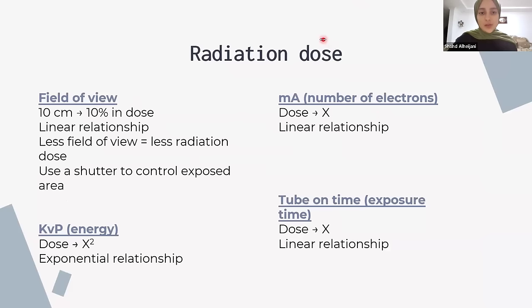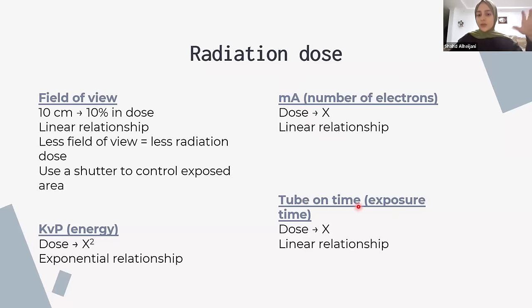Now for the radiation dose. We need to keep some things in mind when we want to talk about the dose in CT or in any radiation. We talked about milliampere, which is the current, which is basically the number of electrons. We talked about it previously. So the dose increases with increasing electron or current. So this is a linear relationship. If you double the current, or the number of electrons, you double the dose. This is a linear relationship.